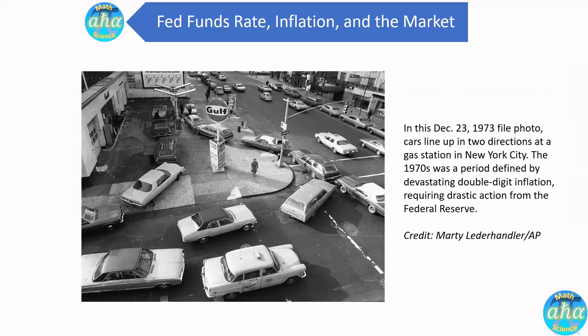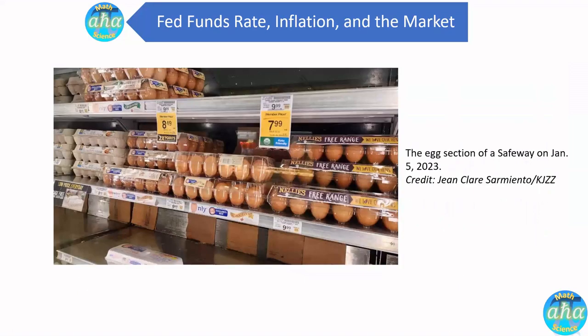And fast forward 5 decades, now we are in another inflationary period where everything is going up. The price of everything is going up. You can see the empty shelves in the egg section of a supermarket, and the ever-soaring prices of eggs. So this is obviously causing a lot of problems for the everyday life of people. The inflation now is still going down, but the Federal Reserve is still on this hiking path.